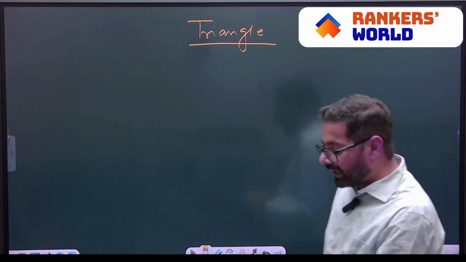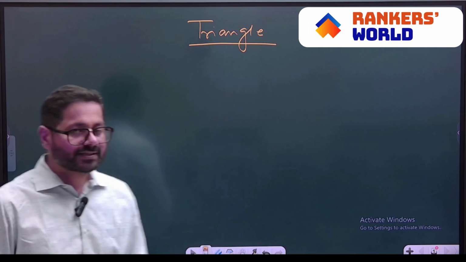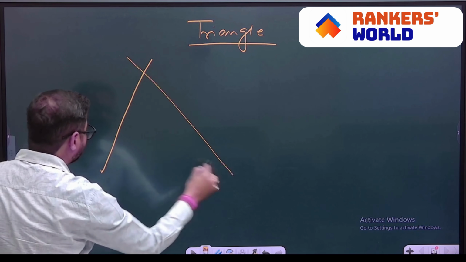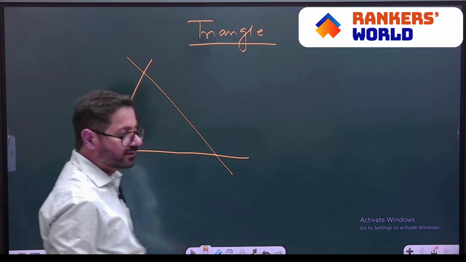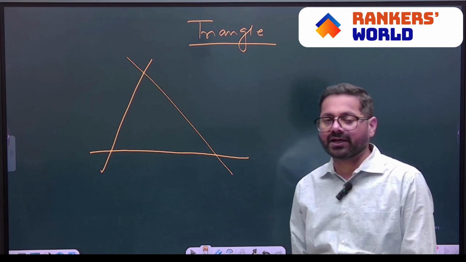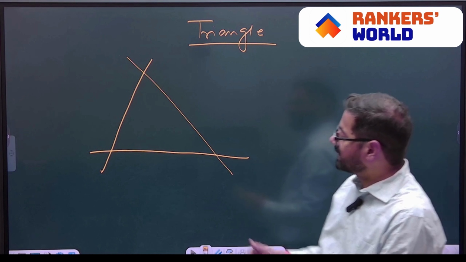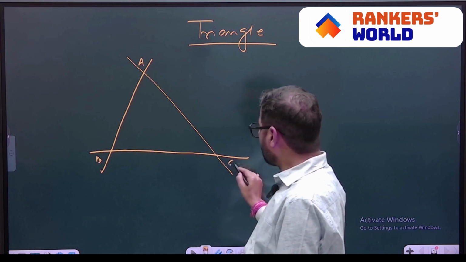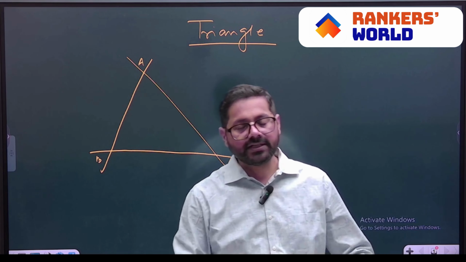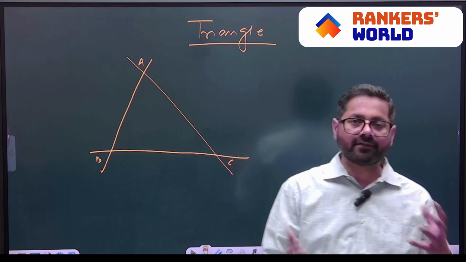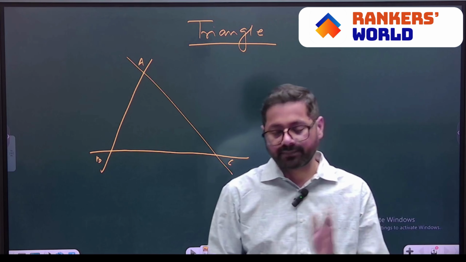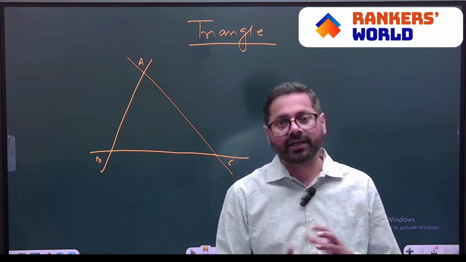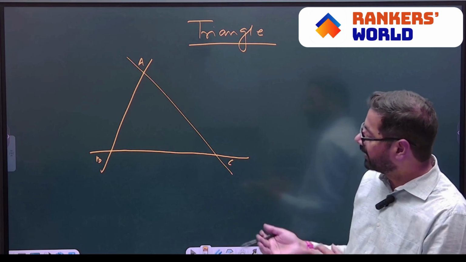Today I wrote triangle, and a triangle is made of three lines. We say three non-parallel sides make a triangle, and so its nomenclature is made like this: A, B, C. We have the interior angle concept and the exterior angle concept that was discussed in the previous video. Today I'll talk about what is new in triangle.